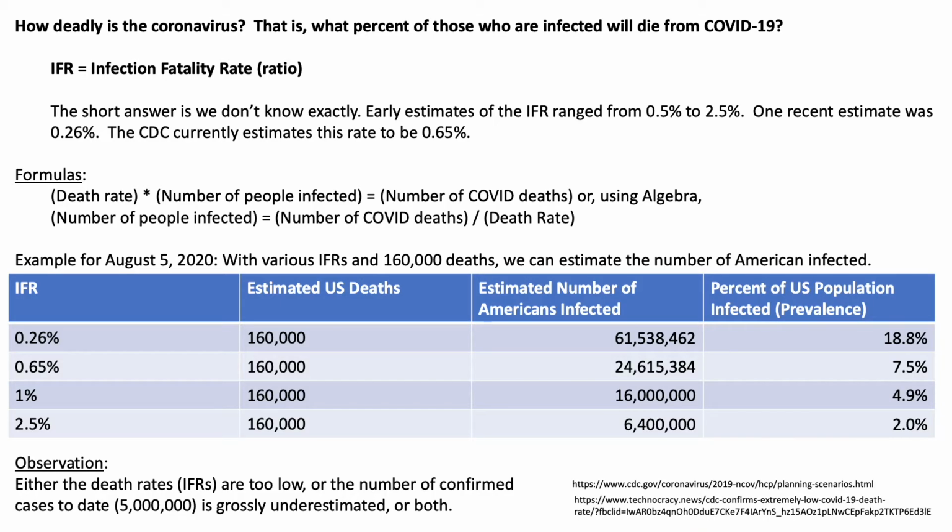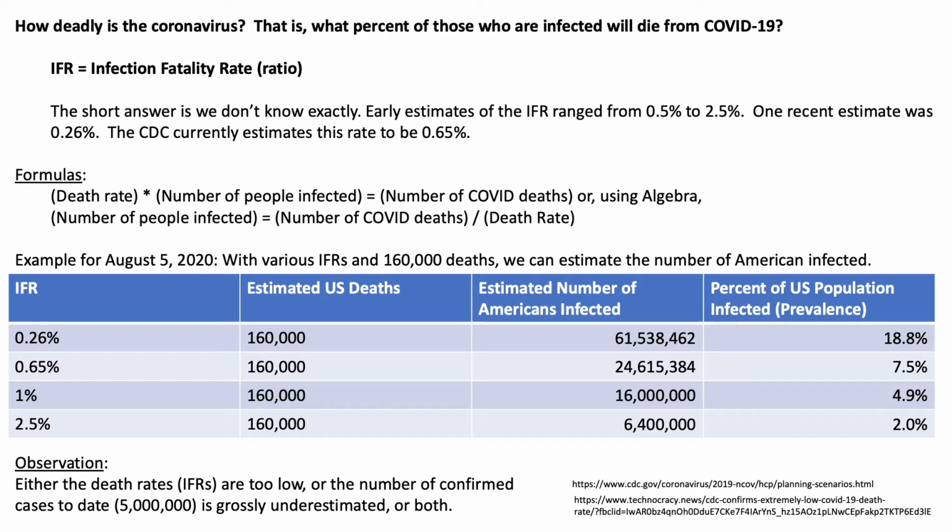So how deadly is the coronavirus? To answer that question, we could calculate the percentage of those who are infected who will eventually die from COVID-19. We call this the infection fatality rate. This is the third of the 3 rates. We really don't know what this infection fatality rate is yet. Early estimates range from 0.5% to 2.5%. One recent estimate was 0.26%, and the CDC currently estimates this infection fatality rate to be 0.65%.